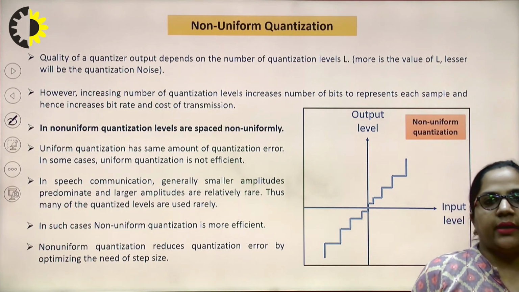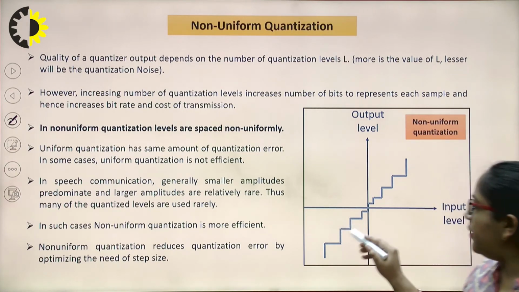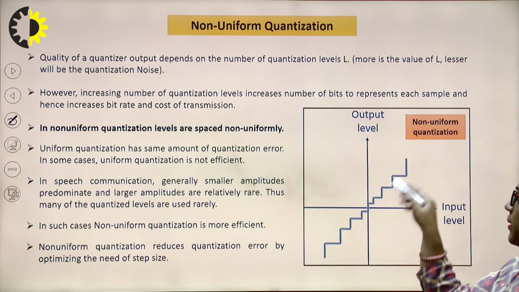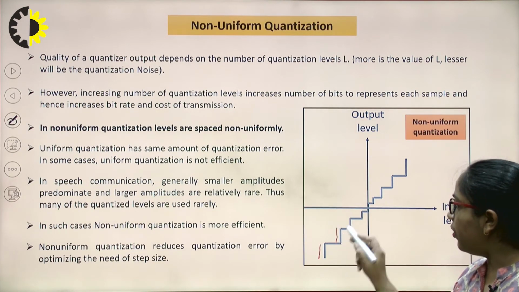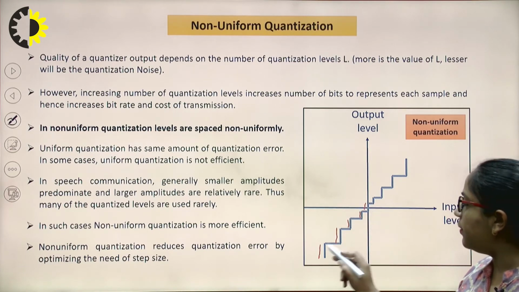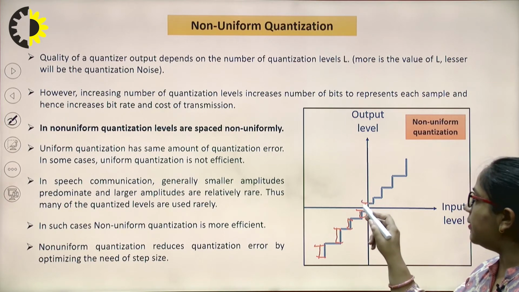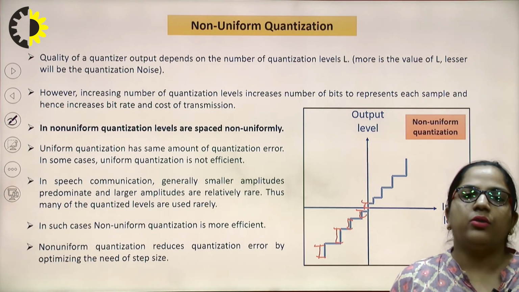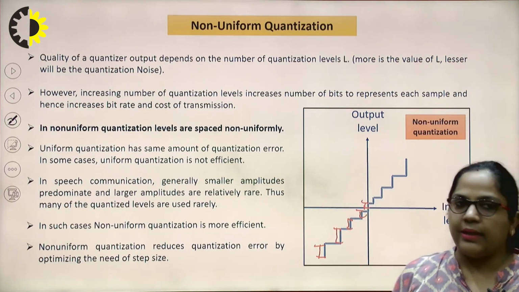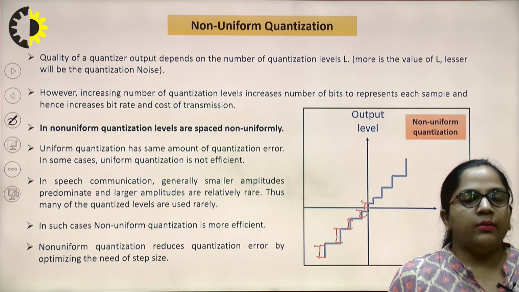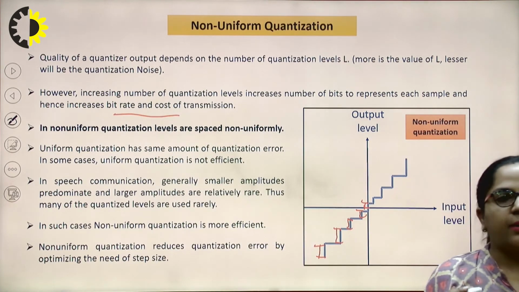So what we can do is use non-uniform quantization. In non-uniform quantization, the levels are non-uniformly spaced. Here we can observe the gap between the two levels is varying from one to another. This is called non-uniform quantization, also called the non-linear quantization process. Why do we require this? First, to deal with this problem of increasing bit rate and bandwidth requirement.